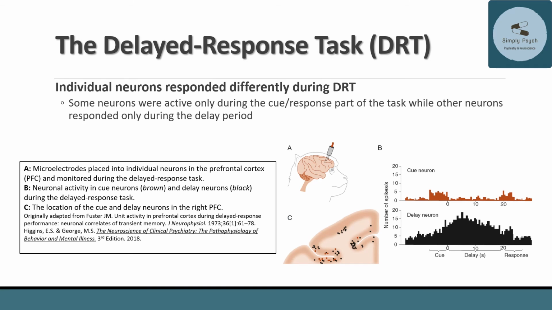And then when they sacrificed the monkey, they looked at where these microelectrodes were, and they were able to identify these neurons and where they are. And you can see here that the delay neurons are more common than the cue neurons, showing the importance of holding a thought in working memory. Also, it appears that the delay neurons cluster together in what we imagine as part of the network of working memory. And that's what you can see here.